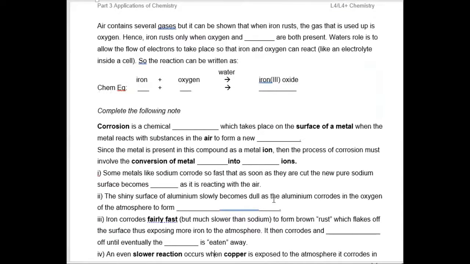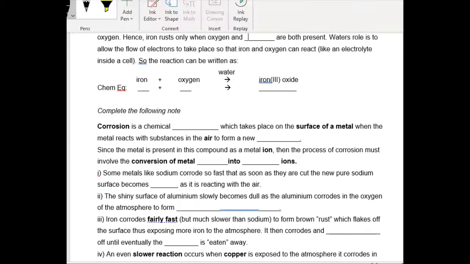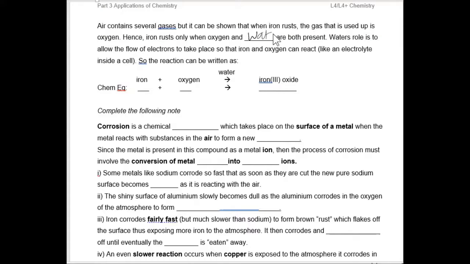Air contains several gases, but it can be shown that when iron rusts, the gas that is used up is oxygen. Hence, iron rusts only when oxygen and water are both present. Water's role is to allow the flow of electrons to take place so that iron and oxygen can react, like an electrolyte in a cell.